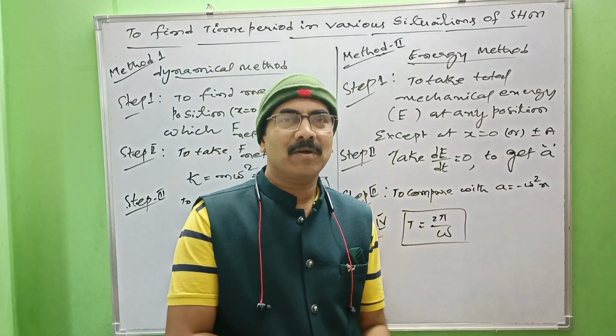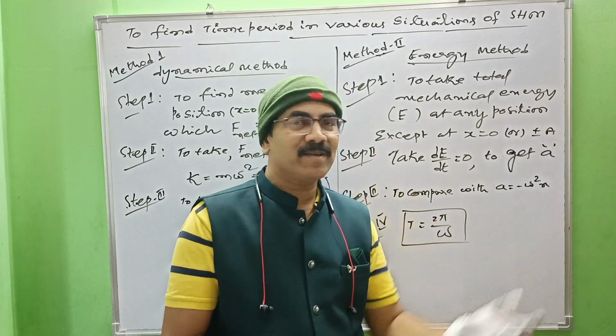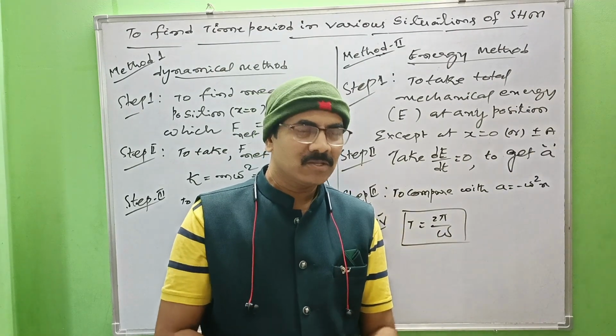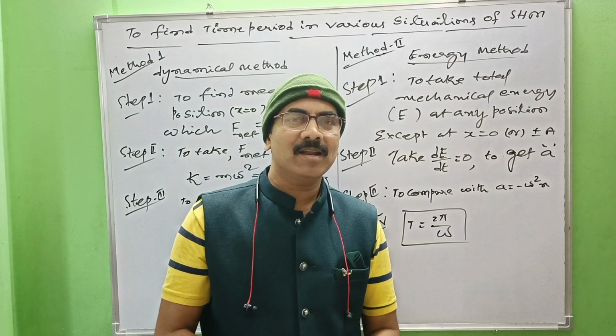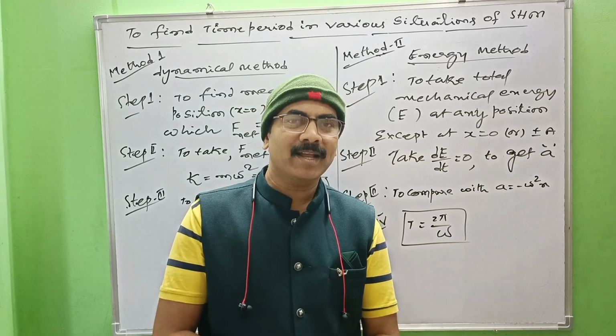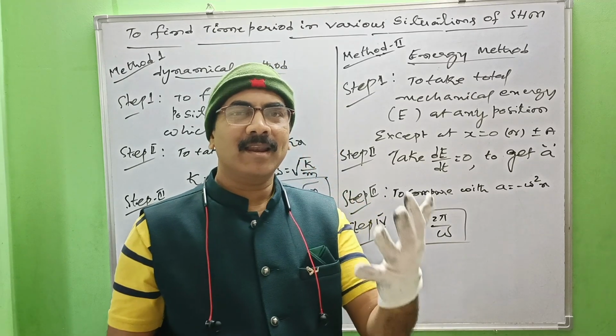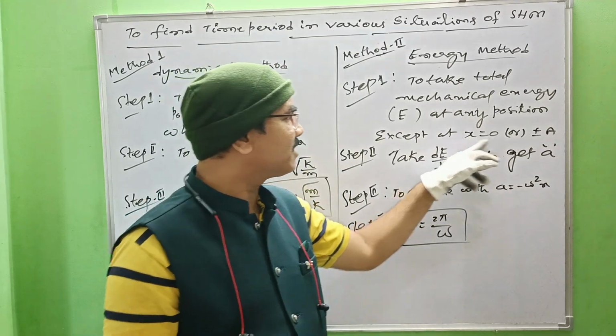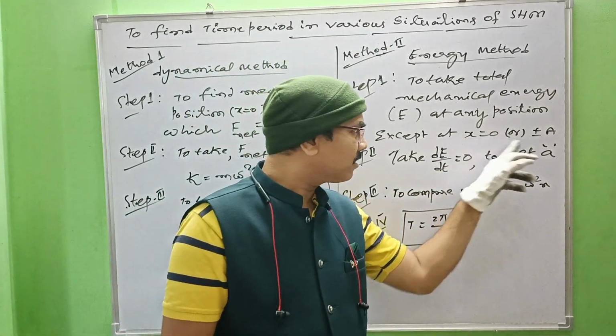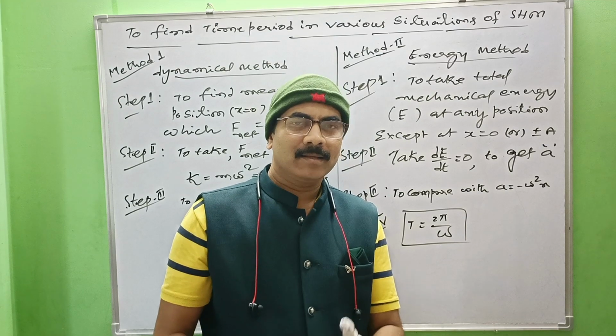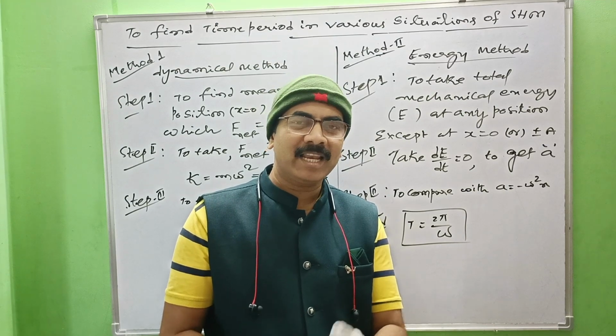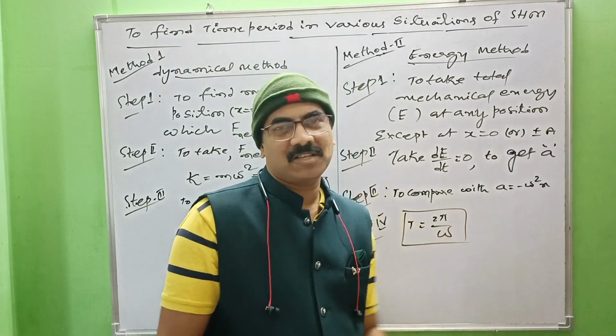x equal to 0 means what? Mean position. x equal to plus or minus A means both extreme positions. So except mean position and extreme positions, we can take total mechanical energy at any position except these three positions. Exclude these three positions, right?